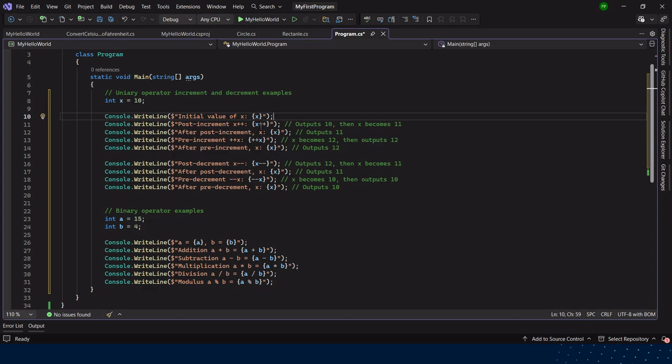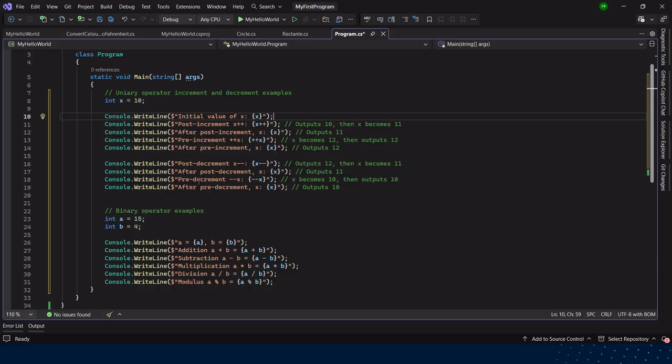So it will increment with 1. After post-increment, if we print it again, the output will be 11. And then if we write pre-increment, plus plus x, it means first it increments and then it prints. It will increment to 12 because earlier the value of x was 11. So x becomes 12 and then the output will be 12. And if you print again after pre-increment, it is 12 because the value of x is 12.